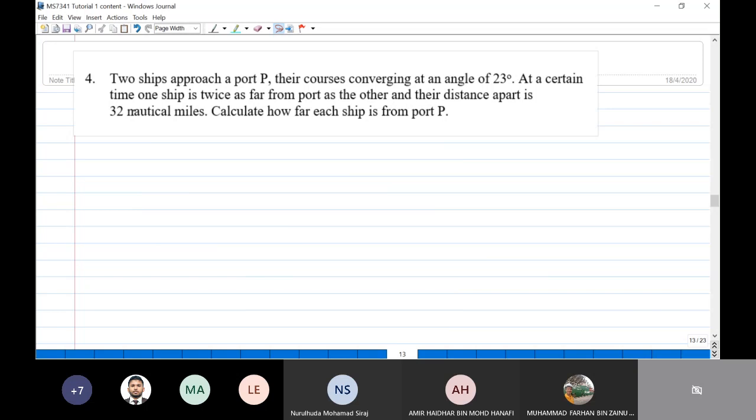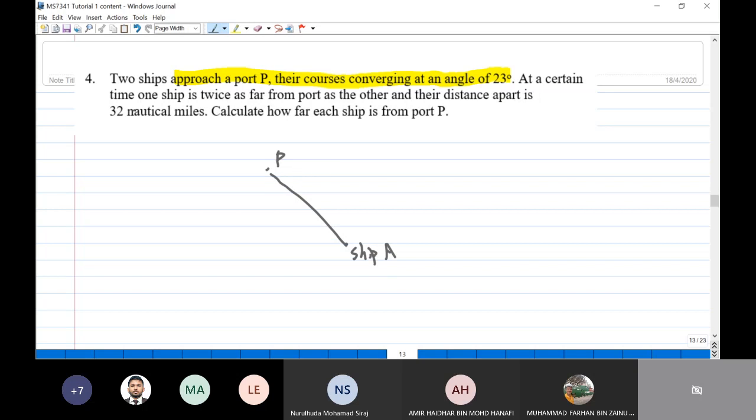Two ships approach a port P and their courses converging at 23 degrees. So this is the first line of information. So I usually quote them first. Two ships approaching P, right? Converging at 23 degrees. So let's see if I draw a picture, it looks like this. So the P is somewhere here. One ship is somewhere here. That's ship 1, ship A.